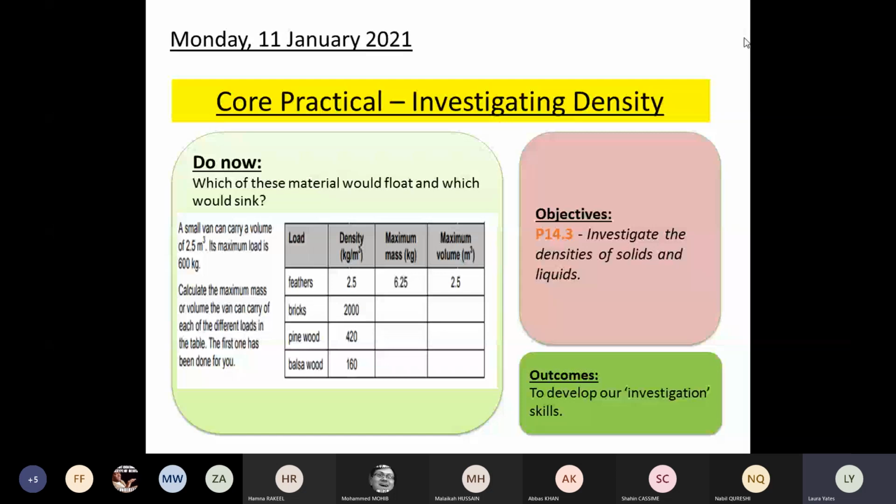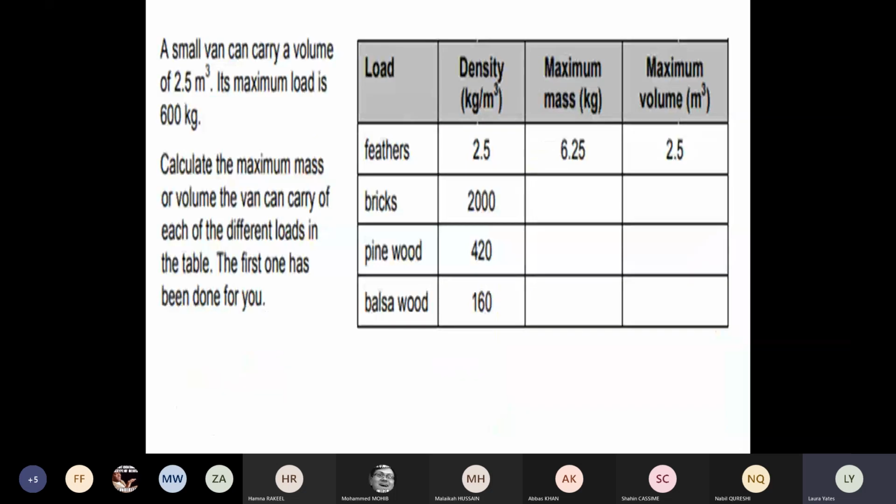So what we should have done then, if we have a little look, here it says calculate the maximum mass or volume that can carry. As with all things we've talked about, if you've got a formula triangle, we need two of the components. So we need to first of all assume that each of them carries the maximum mass. So the maximum load it can carry is 600 kilograms. If I put 600 in each of these, I can then work out the maximum volume that it can carry.